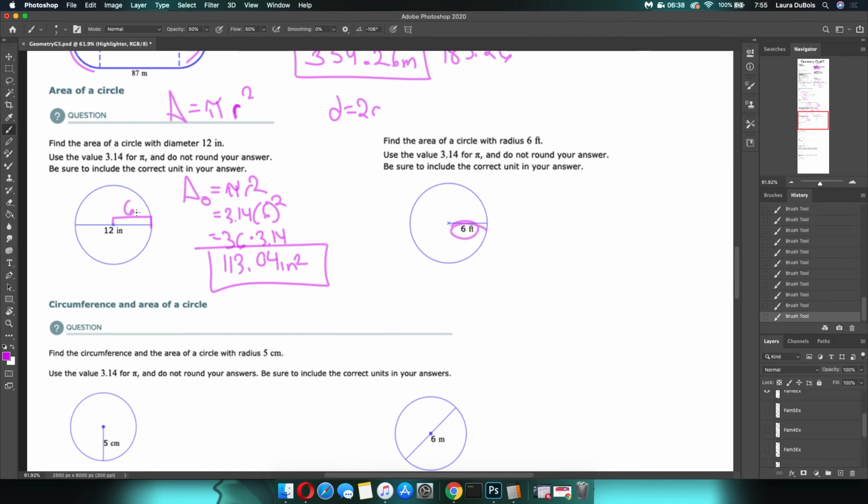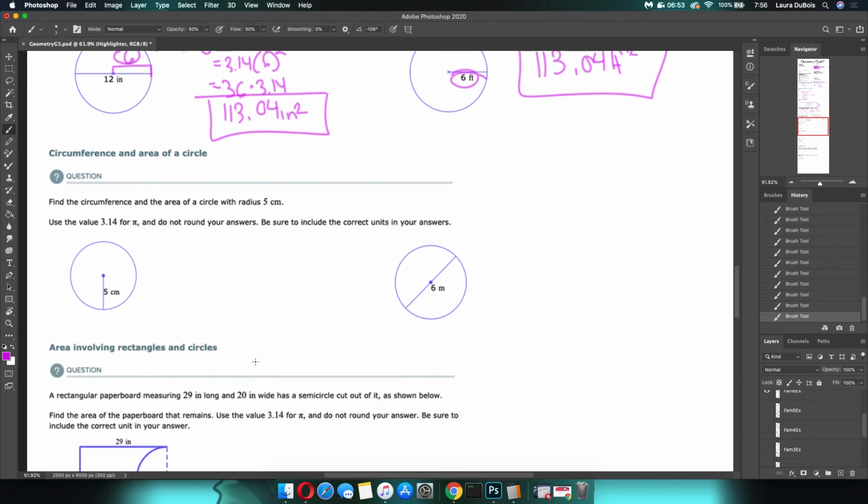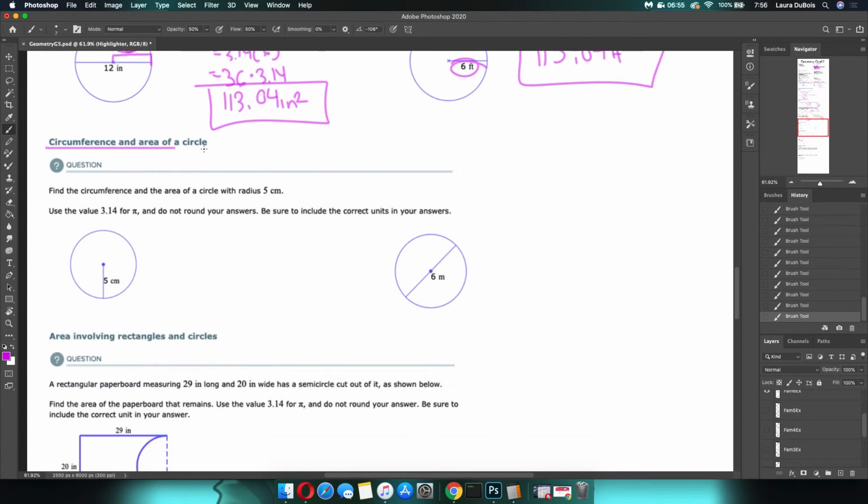Look at that. They gave us the same radius again. How do these screen grabs do this to me? So we already know it's 113.04 feet squared. Silly computer. And now this should look familiar, circumference and area of a circle.